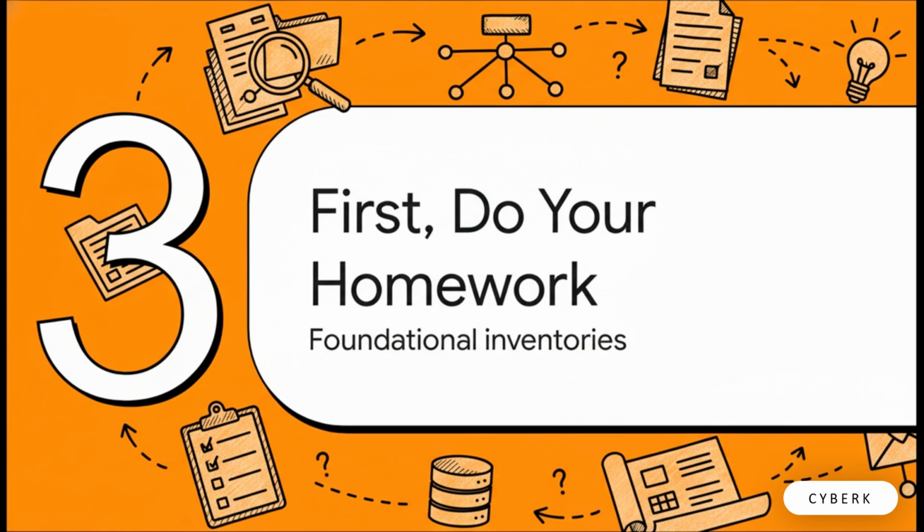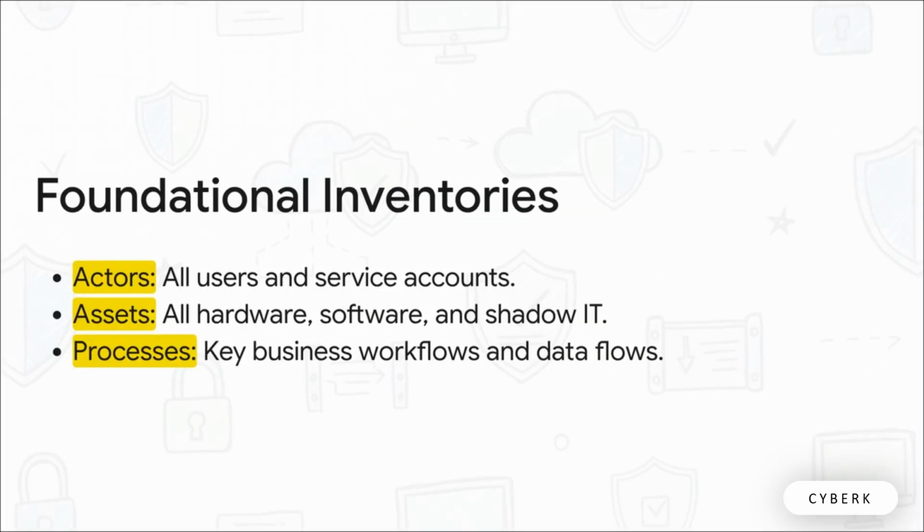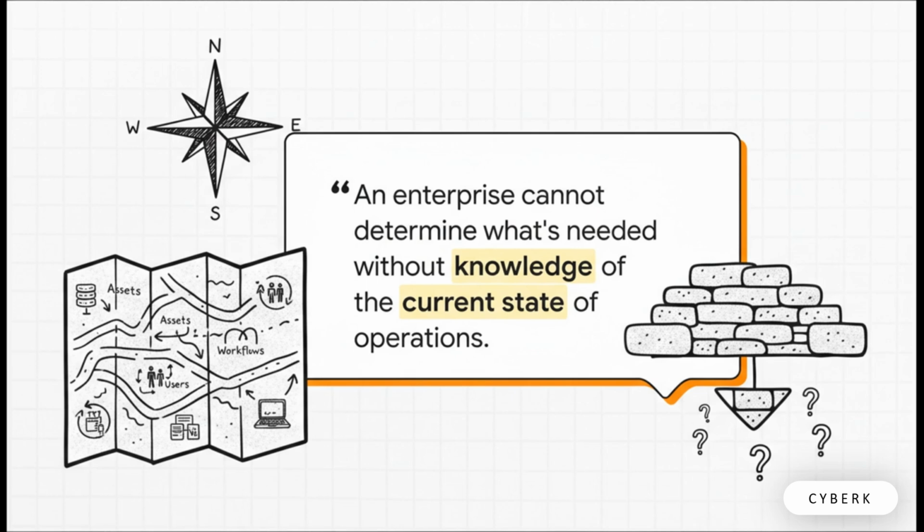This phase is all about doing that foundational homework that makes everything else even possible. This homework really boils down to 3 main inventories. First, who is on your network? And that means all your users and all those automated service accounts. Second, what is on your network? Every single laptop, server, every piece of software, including that shadow IT stuff that different departments set up on their own. And third, what is everyone and everything doing? You have to map out your business workflows to really understand how data's moving and what truly needs to be protected.